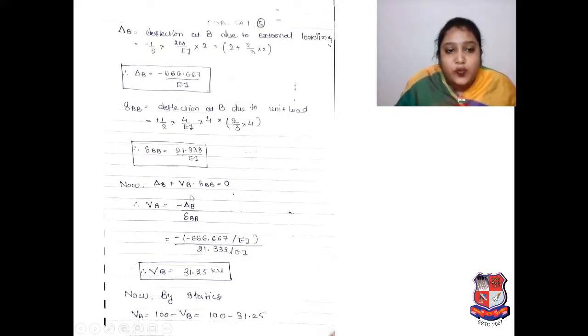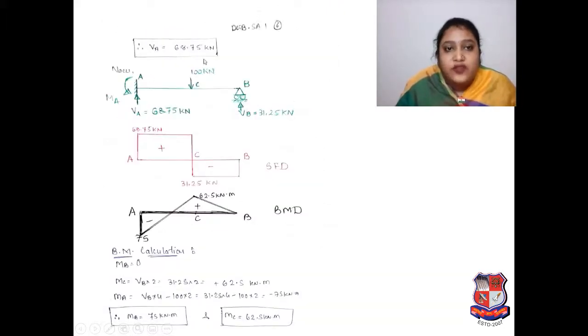Now as per the steps we discussed in the analysis steps, delta B plus VB into del BB is equal to 0. So VB is equal to minus delta B upon del BB. We will put the values of delta B and del BB. Here EI will be cancelled, and we just have to simplify that term. So VB will be 31.25 kilonewton. Now by statics, VA is equal to the total load. What was the total load? 100 kilonewton. So 100 kilonewton minus VB, so we will get VA. VA will be 68.75 kilonewton.